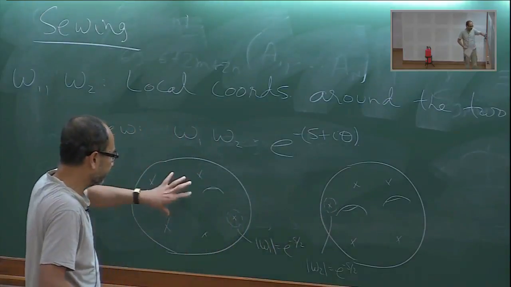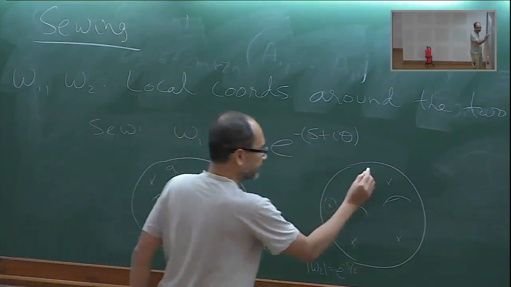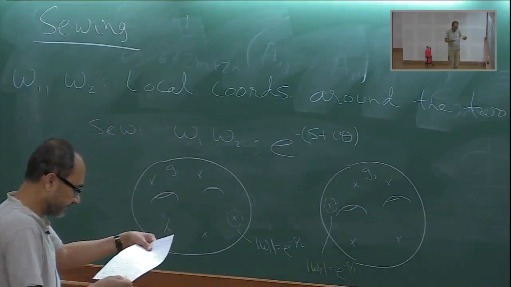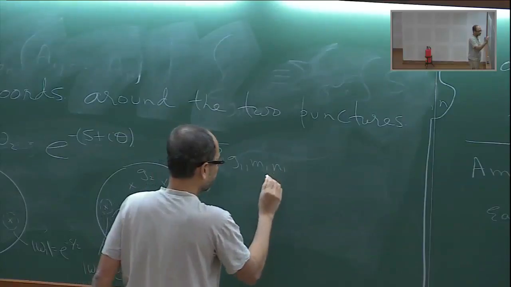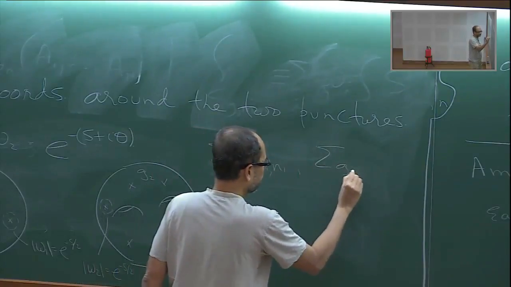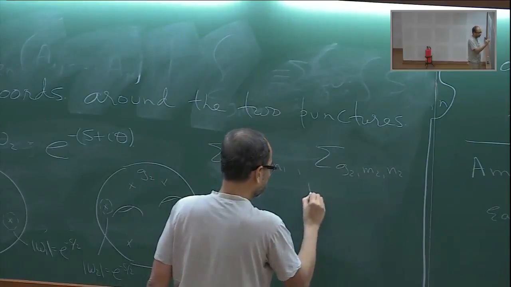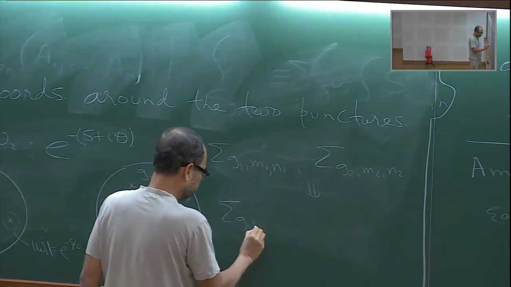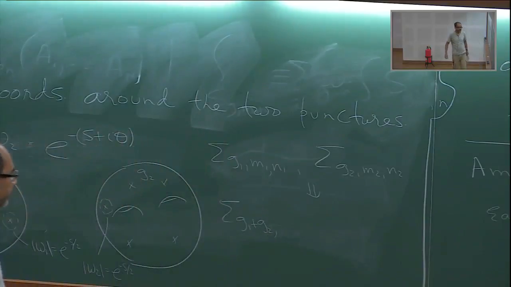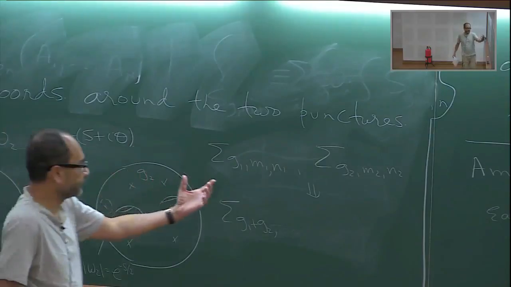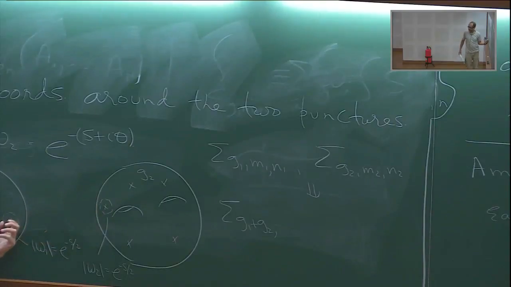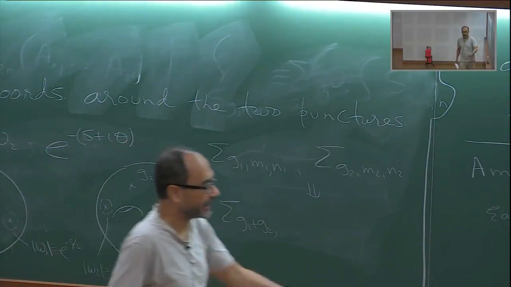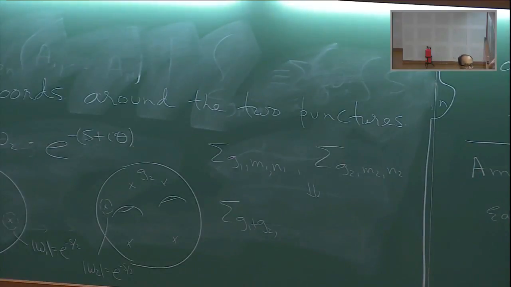which has genus. If this was genus G1 and if this was genus G2, then the new Riemann surface will have genus... So we start with sigma G1 M1 N1 and sigma G2 M2 N2, and the new Riemann surface will have genus G1 plus G2. How many external legs? The number of external legs will reduce by 2 because these two will now be part of the sewing process, so these will not be external legs anymore. Just like the Feynman diagram, once you join these, you are losing 2 external legs from the 2 Feynman diagrams. So there are 2 possibilities.